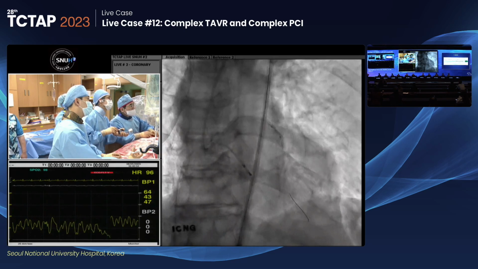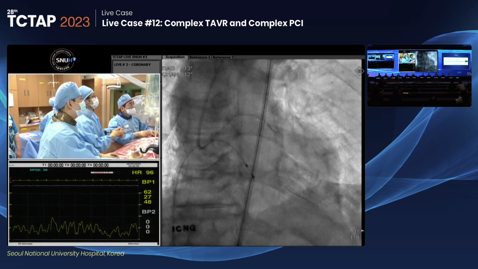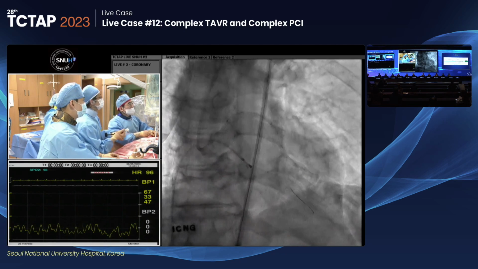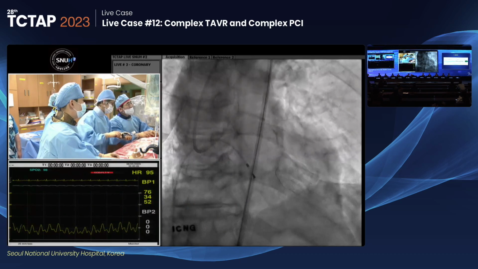Go down. Good. Go down more. Excellent, beautiful, excellent. There you go. Beautiful. Deflate the balloon. Advance the balloon more. Advance the balloon more and inflate it again. Okay, get the guide liner down.